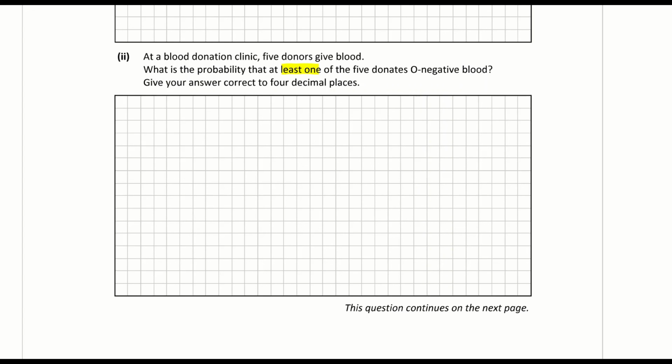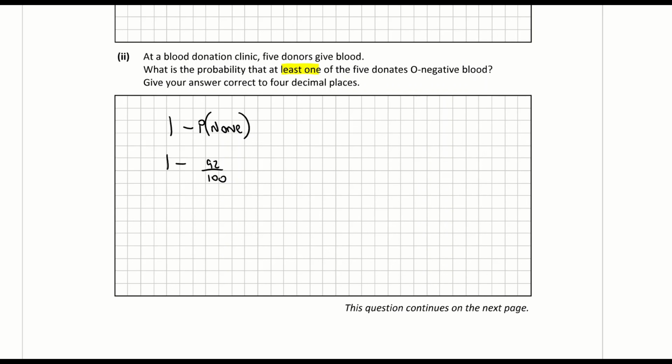But it could be easier if we just look at the at least one part, and the key for that is that if we find the probability of none of them being O negative and subtract that then from 1, that will give us the probability of at least one of them being O negative. So we're doing the opposite basically. And in order to do that, I'm going 1 subtract the probability of none of them. Well, what's the probability of none of them? So it's 92% would be not O negative. So that's 92 out of 100 or 0.92.